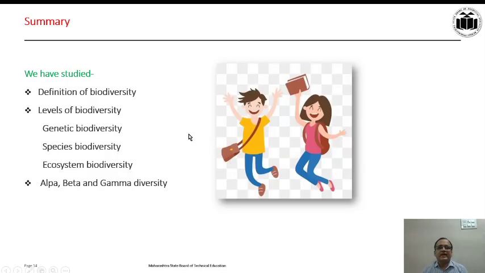Now we have come to the end of this present discussion. So we can summarize what we have studied. We have studied first the definition of biodiversity, then levels of biodiversity as genetic biodiversity, species biodiversity, and ecosystem biodiversity. And towards the end, we have studied also alpha, beta, and gamma diversity calculations.